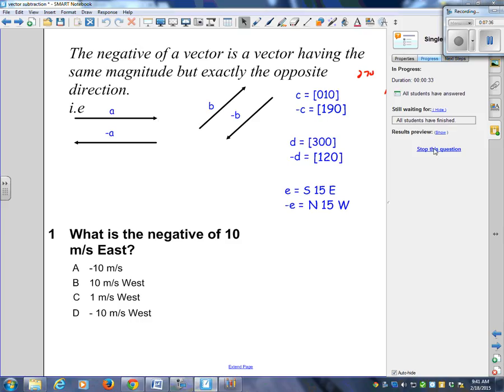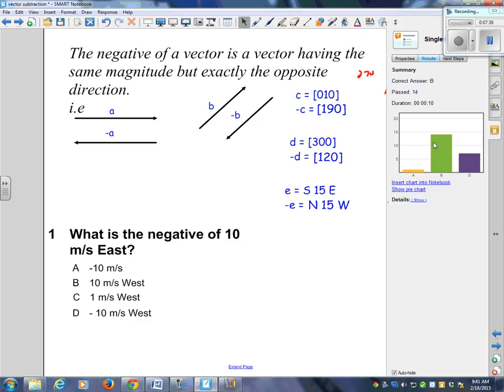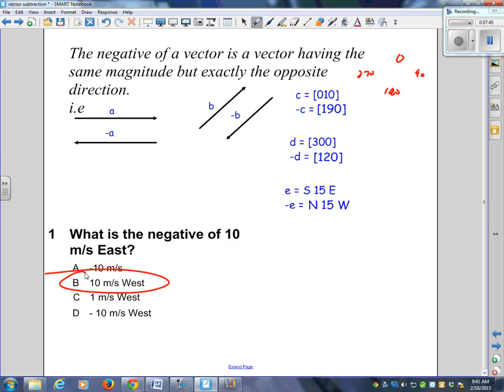Correct answer? Is D a bit of a trick? Yeah, a little bit. Okay. 10 meters per second west. You could say just minus 10. If you didn't have the direction there, you might say positive 10 and negative 10, right? But if you got the direction there, it's just 10 meters per second west. Don't worry about it. You'll get a chance to redeem yourself.